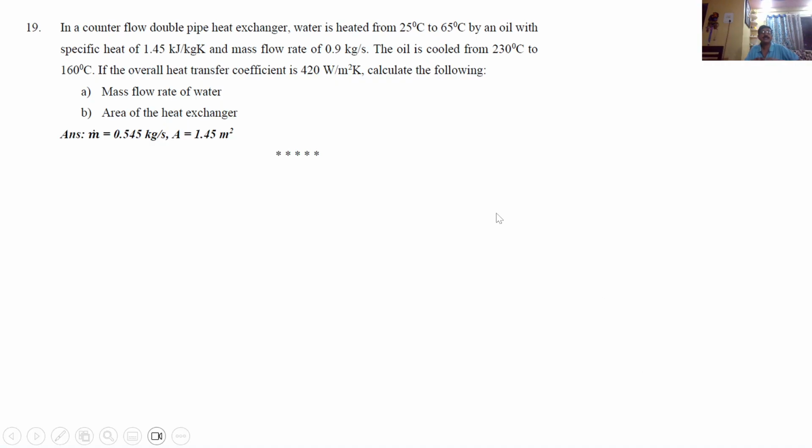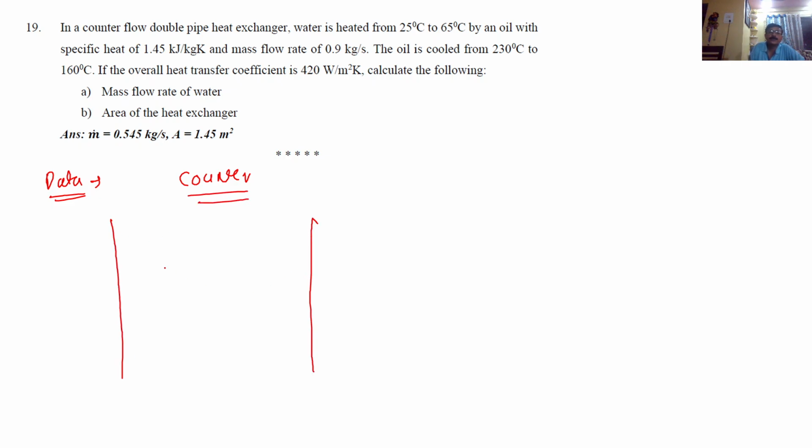Okay, let's write the data for this problem by reading each statement step by step. In counterflow, so the heat exchanger is of which type? Counterflow. So draw the temperature profile for it. In the opposite direction, cold fluid. This is hot fluid, TH1, TH2. Cold fluid enters from the right side, so this is TC1, this is TC2. The difference of these two is θ1, the difference of these two is θ2.